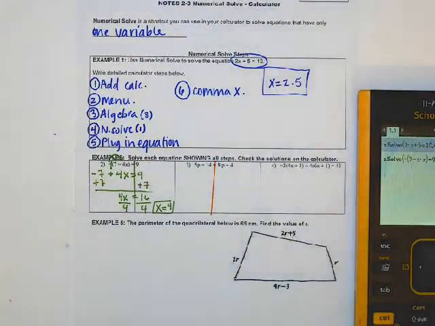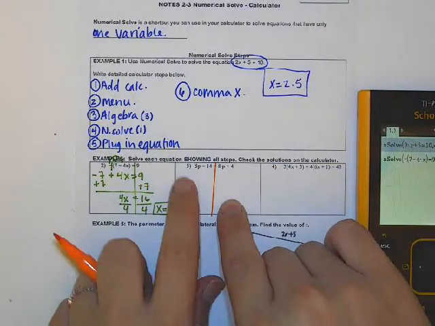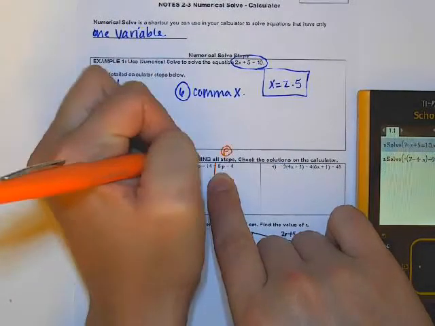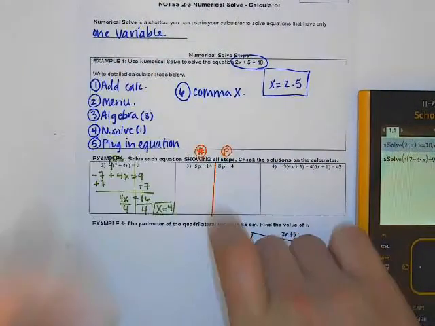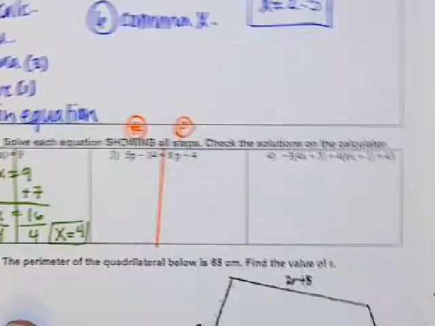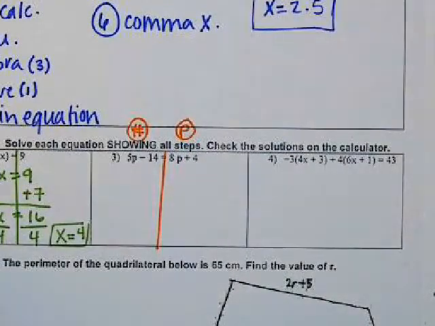Okay, what do we notice about this problem? The variables are on both sides. Can I simplify anything? No. Can I distribute or combine like terms? No. So now I got to decide which one is the p side. Is 5 bigger or 8? 8 is bigger, so this is the p side, this is the number side.